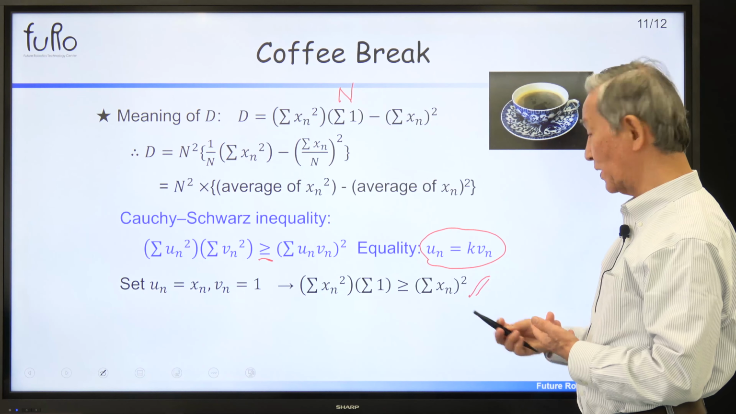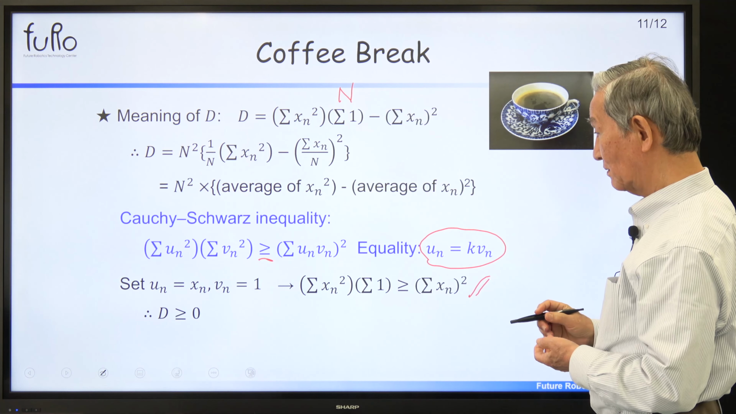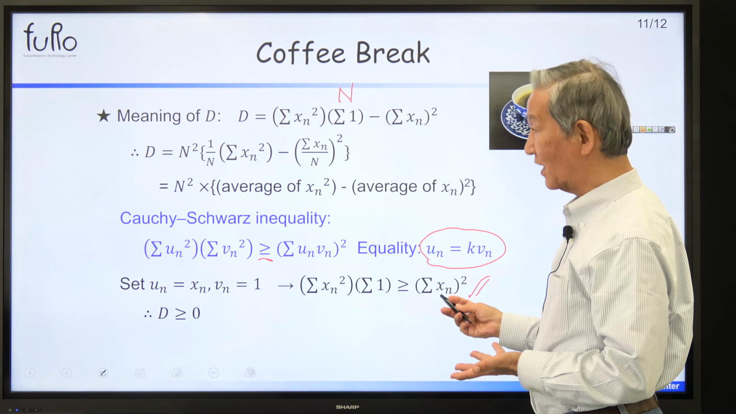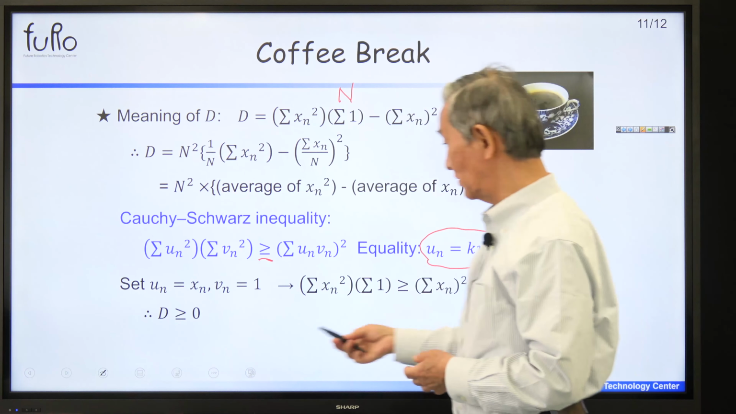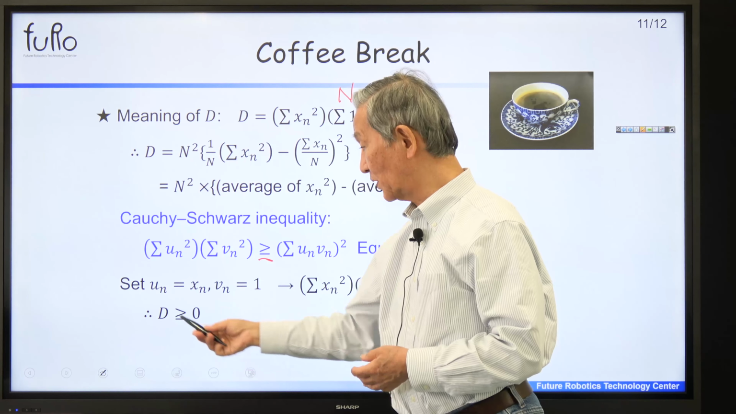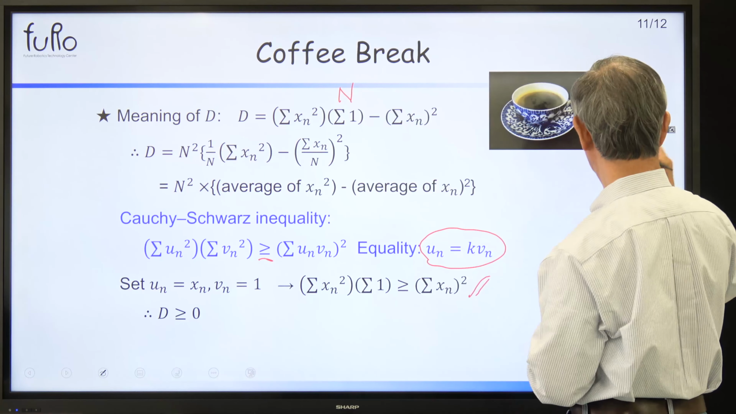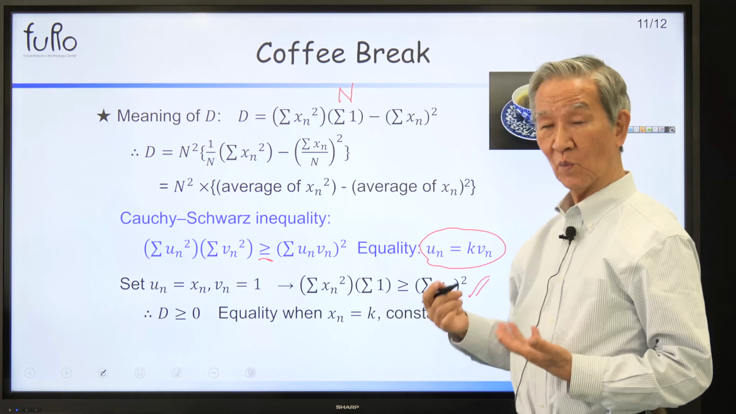This equation is what we got. And therefore, this minus that is equal to d divided by n squared, whatever. n squared is just a number. So this is greater than or equal to 0.